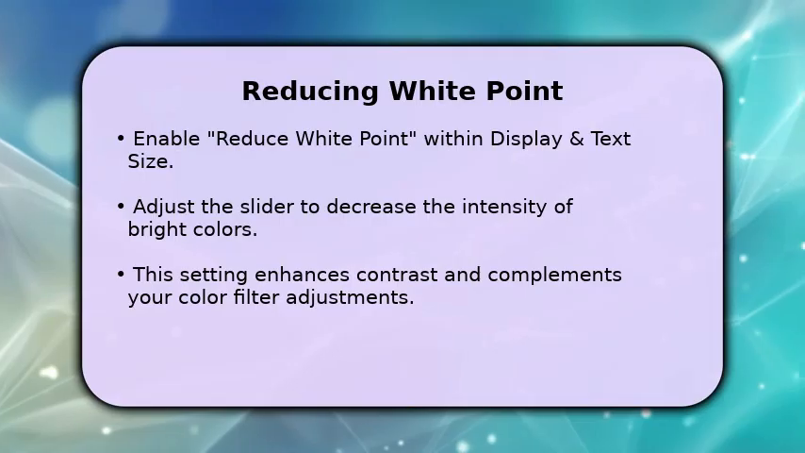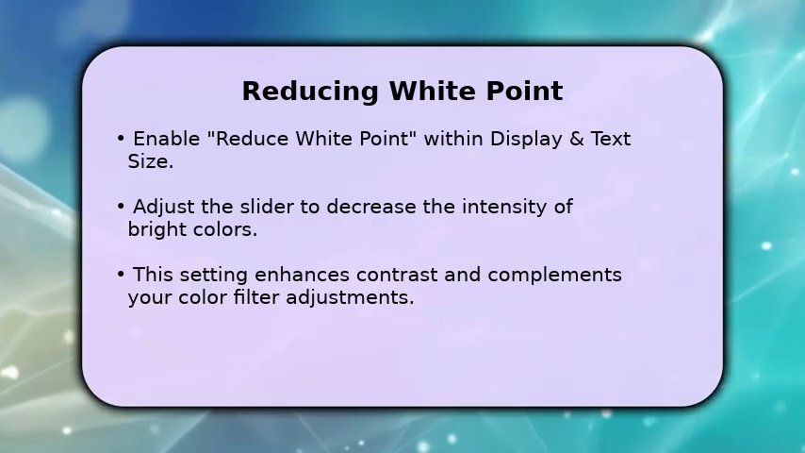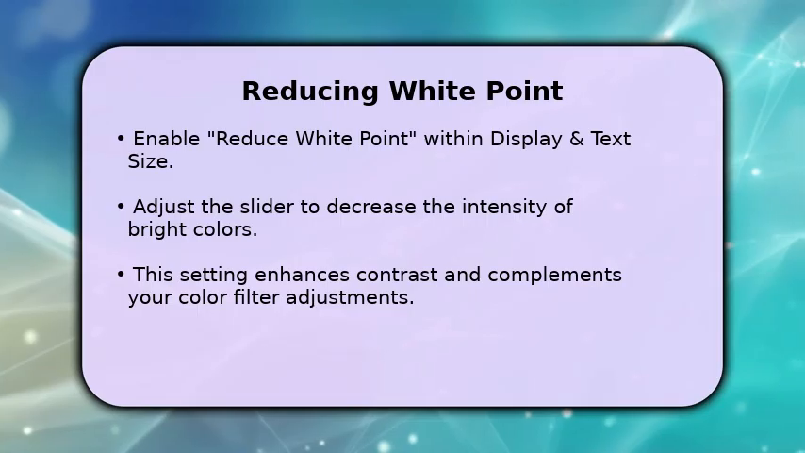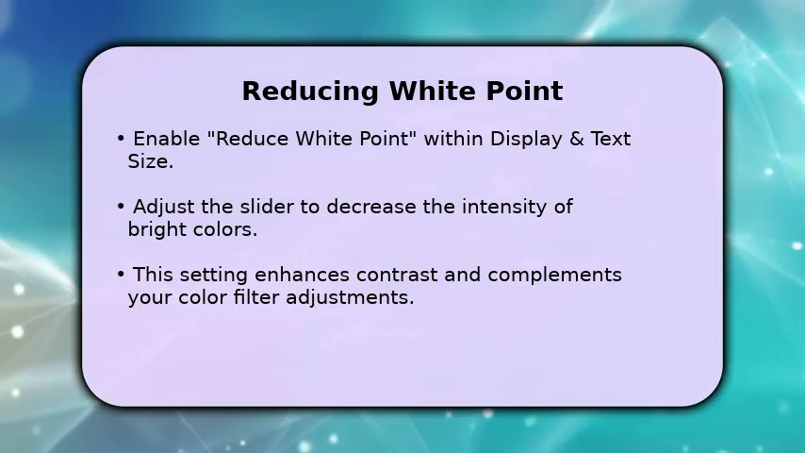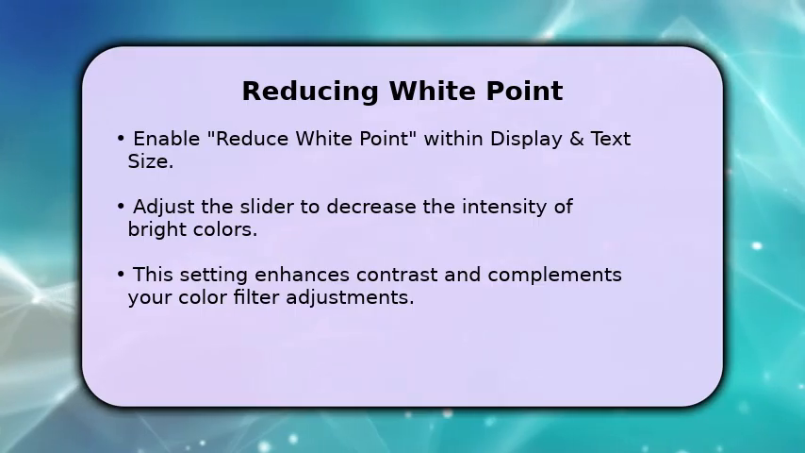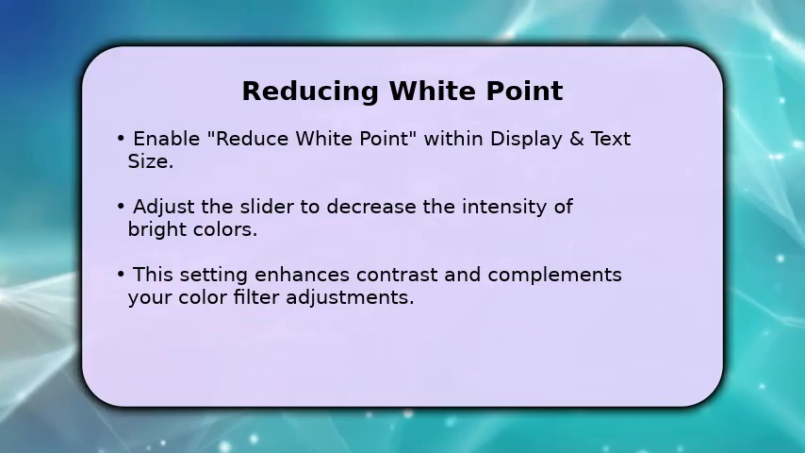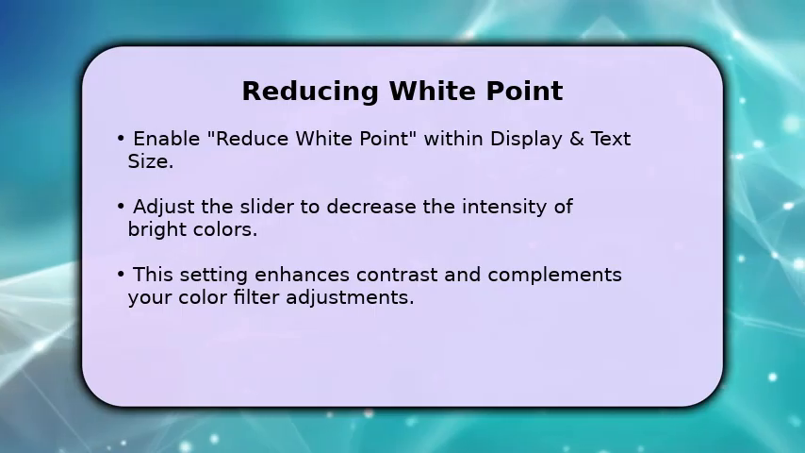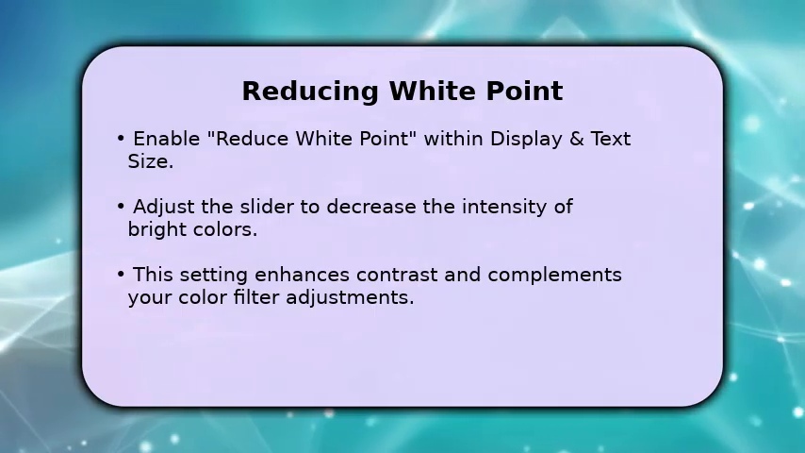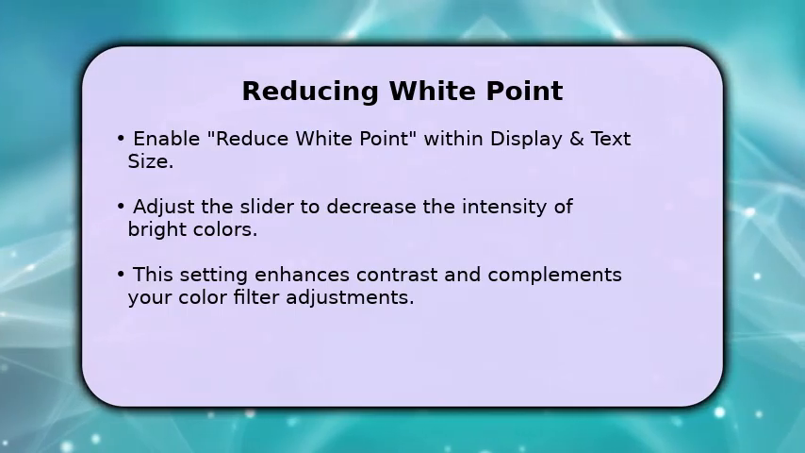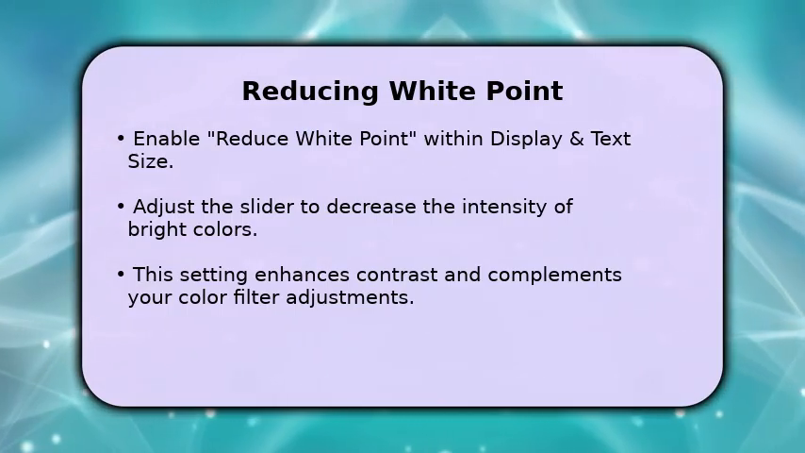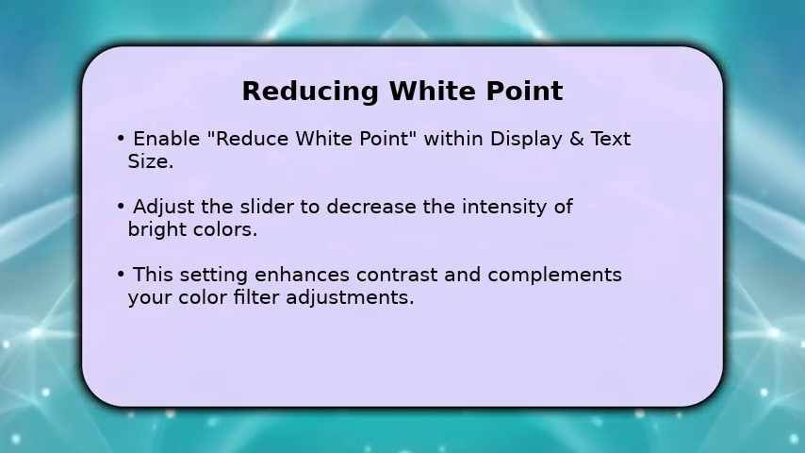For further refinement, scroll down in Display and Text Size and enable Reduce White Point. This setting decreases the intensity of bright colors on your screen, which can significantly improve contrast and reduce glare. By combining Reduce White Point with your color filter adjustments, you can achieve a comprehensive and personalized visual experience, similar to precise gamma calibration.